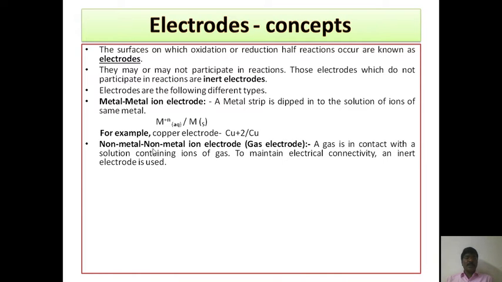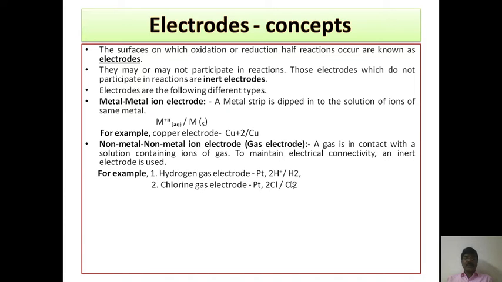Next, the non-metal ion electrode, which is the gas electrode. A gas is in contact with a solution containing ions of the gas. To maintain electrical connectivity, an inert electrode is used. For example, the hydrogen gas electrode, Pt | 2H+ | H2, and the chlorine gas electrode, Pt | 2Cl- | Cl2. These are two examples of non-metal ion electrodes.